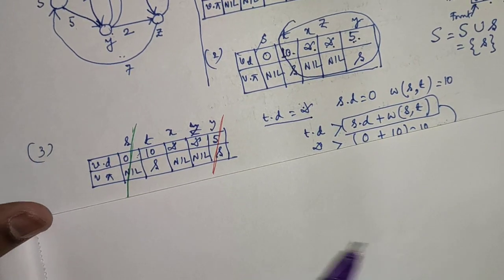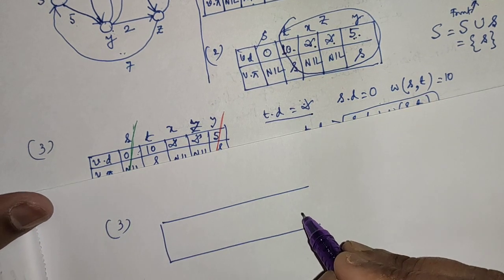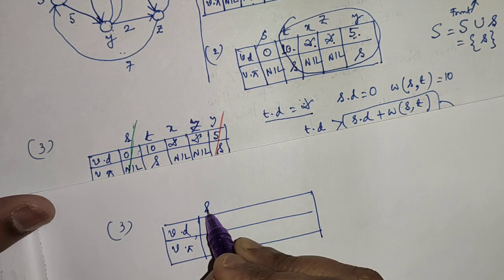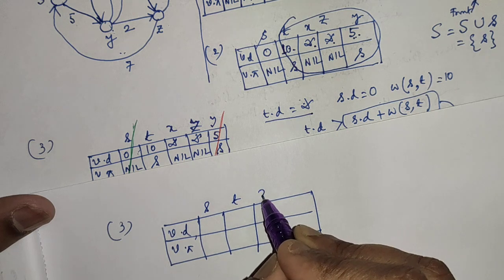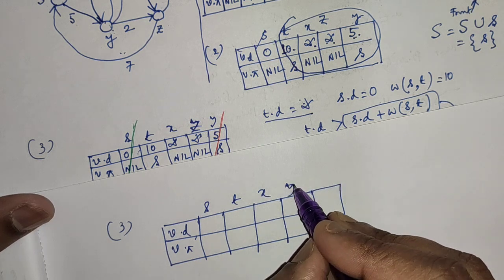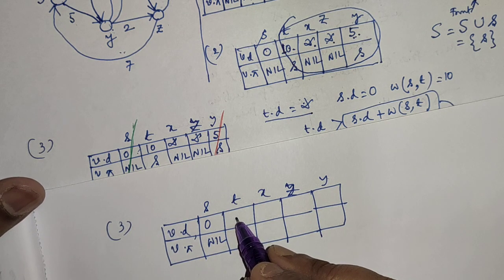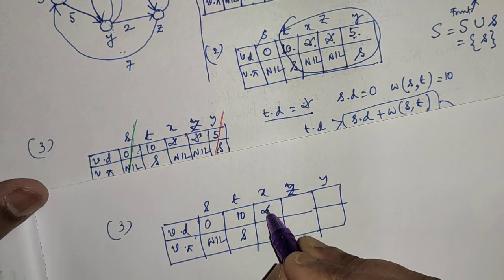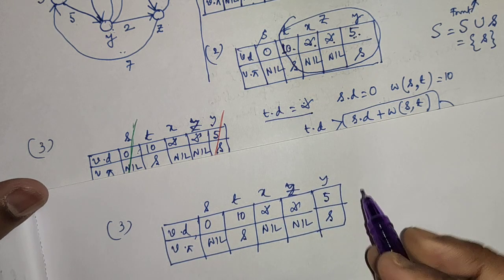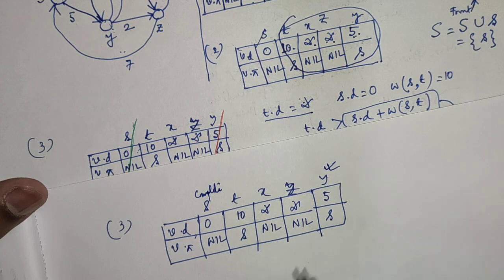this table, that is point number 3. I am writing again this one, that is v.d, v.pi, s, t, x, y and z, or x, z and y, any order you can write. So it is 0 nil, it completes its execution. This is 10 s, this is infinity nil, this is infinity nil, and this is 5 s. This is complete. Now you are exploring it.